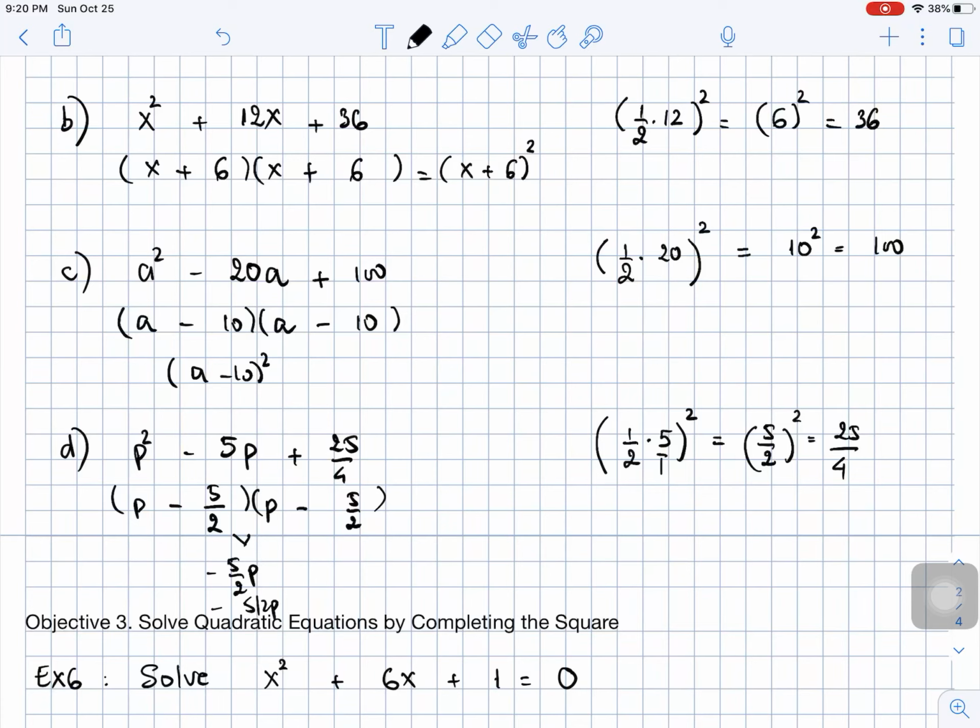We're going to do two parentheses, p and p. The square root of 25 over 4 is 5 over 2, so we use 5 over 2 and 5 over 2. Then we're going to do minus and minus.